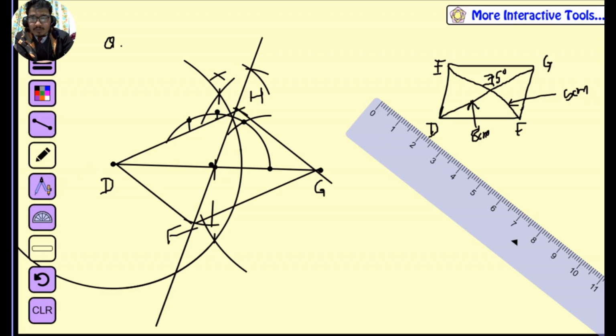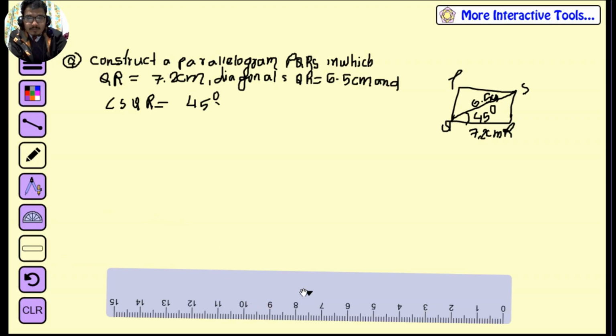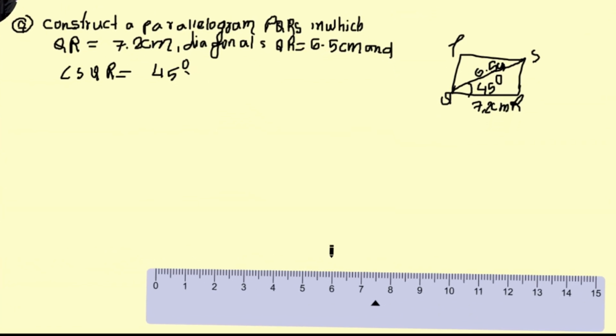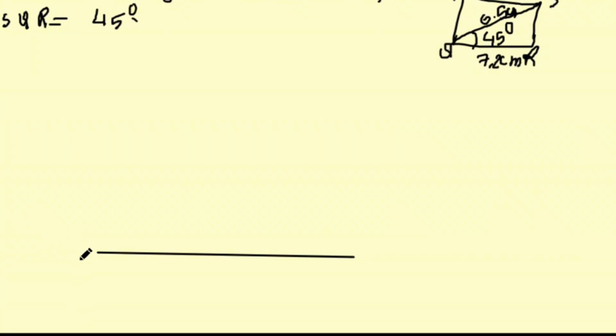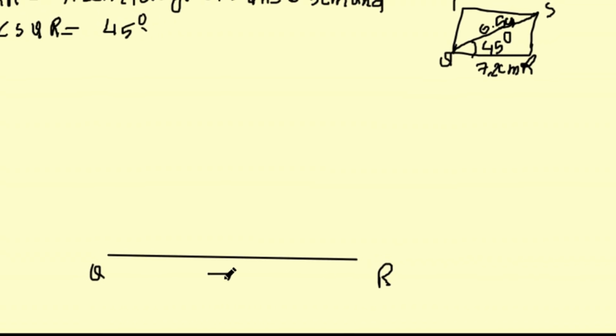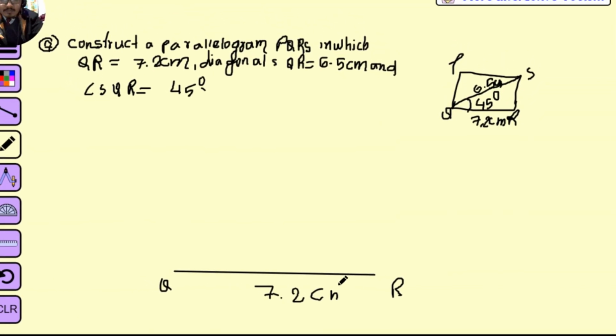This is the way to construct it. Okay, here is the construction of parallelogram PQRS. And in this parallelogram, first of all draw this base. This is 7.2 centimeter. Draw up to here 7.2, and right here Q. Okay, R, 7.2 centimeter, like this 7.2 centimeter.